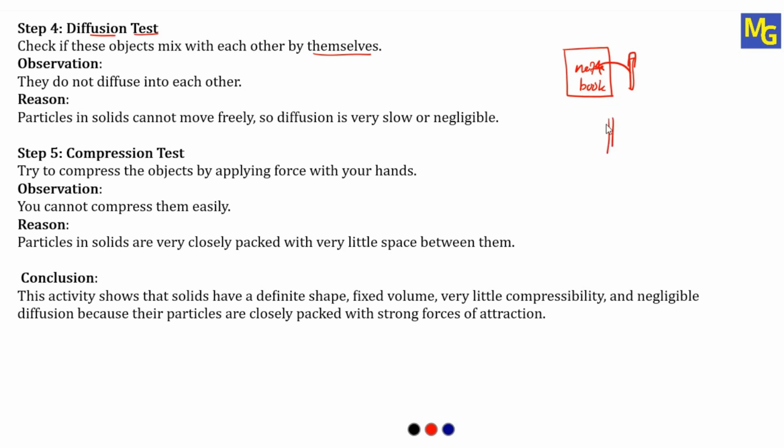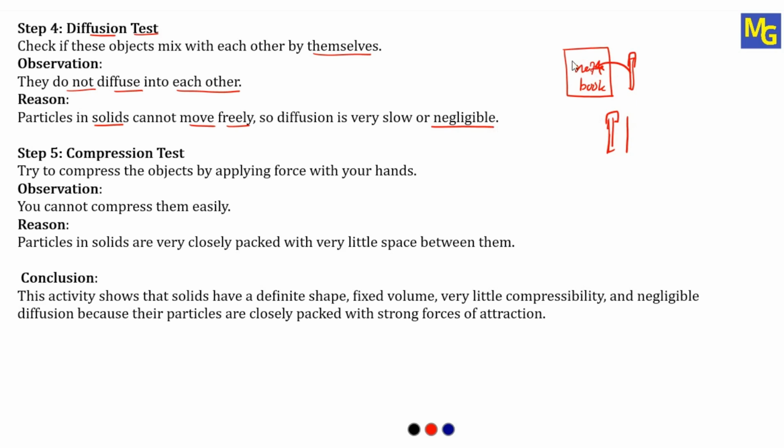If this is the pen and this is the needle, and we keep them one beside the other, will the pen get mixed in the needle, or will the needle get mixed with the pen? No, it is not at all possible. So what is the observation? They do not diffuse into each other. They will not mix with each other. The reason is that particles in a solid cannot move freely, so diffusion is very slow or negligible.